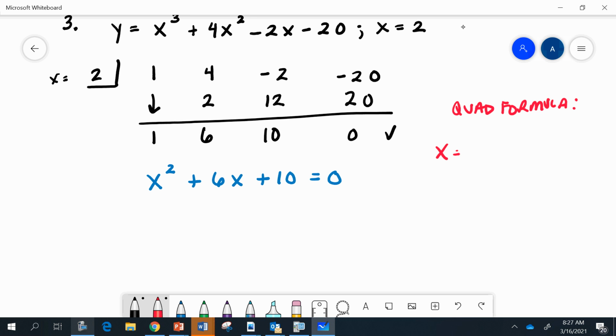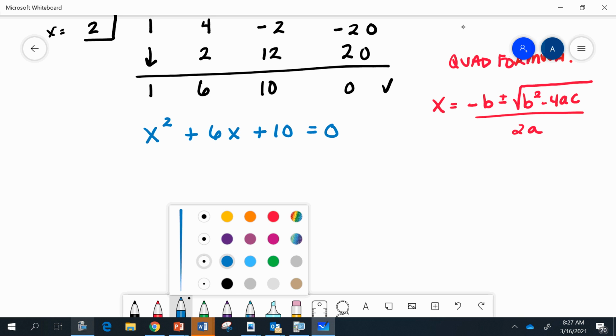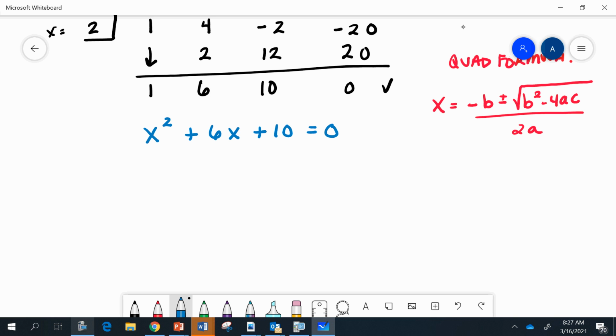And to use the quadratic formula, use the coefficients. You take the opposite of the middle term, opposite of b, plus or minus the big square root of b squared minus 4ac, all over 2a. Okay? So let's go ahead and use the quadratic formula. The a value is 1.